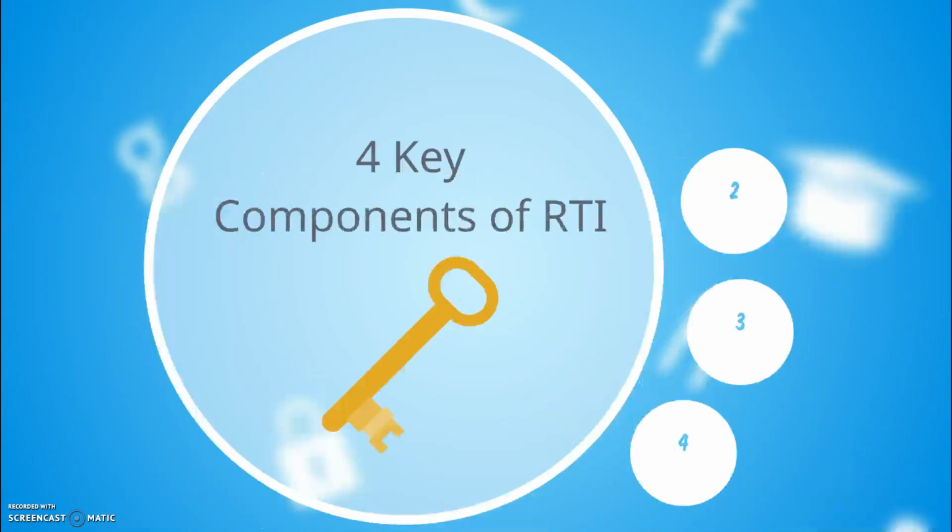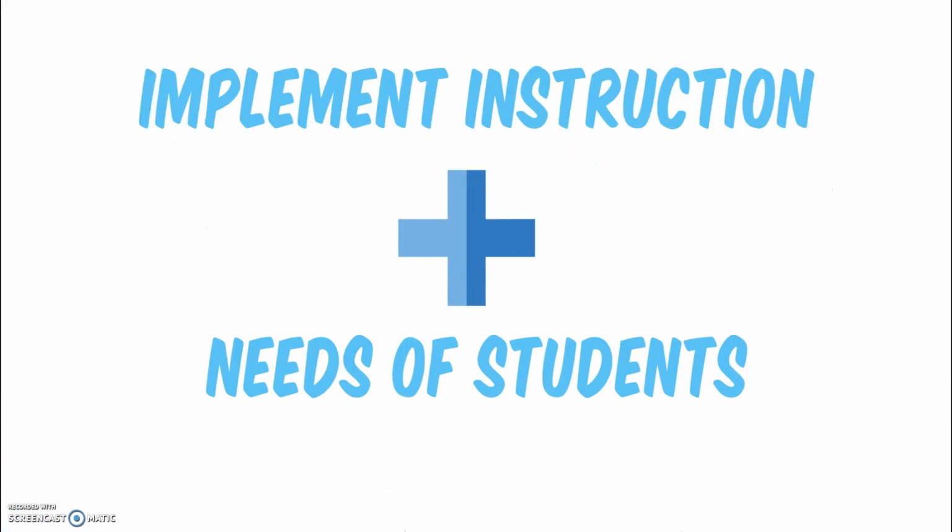In RTI, there are 4 key components. Number 1, RTI must implement high-quality, research-based instruction matched to the needs of the students throughout all of the multi-tier levels of support. We'll talk about the tiered levels later in the presentation. So teachers shouldn't teach how they want or what they think will work. We must use instructional programs, materials, and practices based on the best research available.